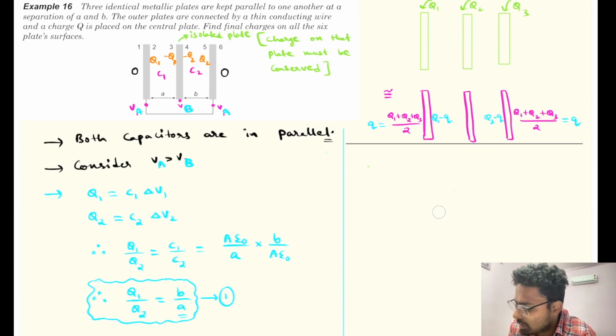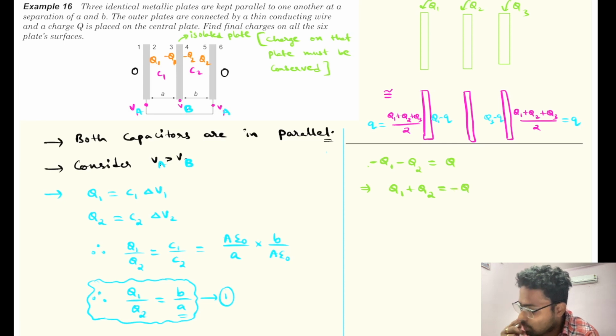Here they are telling that it's an isolated plate, so charge should be conserved. They are telling that the outer plates are connected by wire and the charge q is placed on the center plate. That means for the center plate they have given a q charge. So charge should be conserved. Minus q1 and minus q2 together must be equal to whatever charge they have given. That implies q1 plus q2 must be equal to minus q.